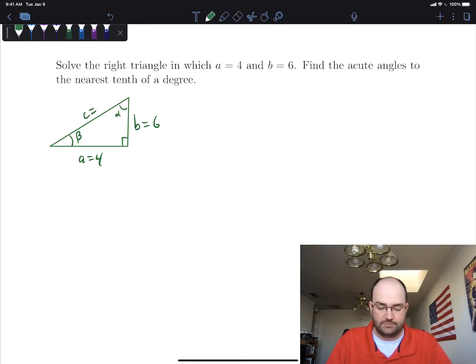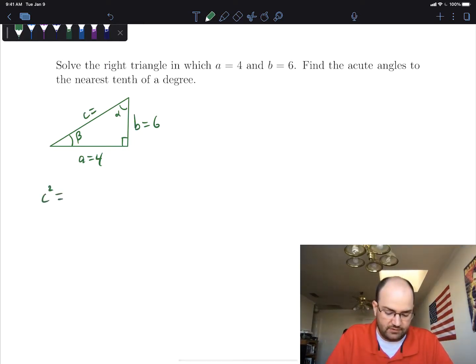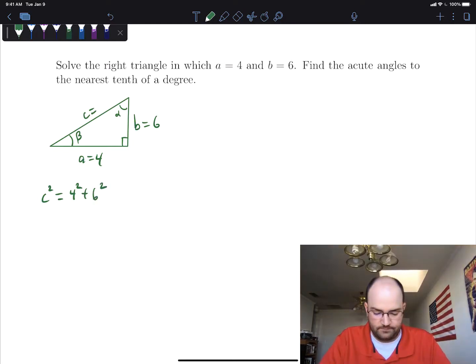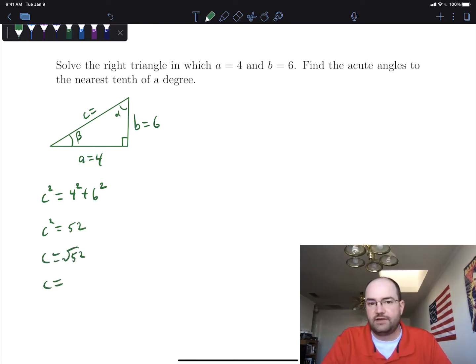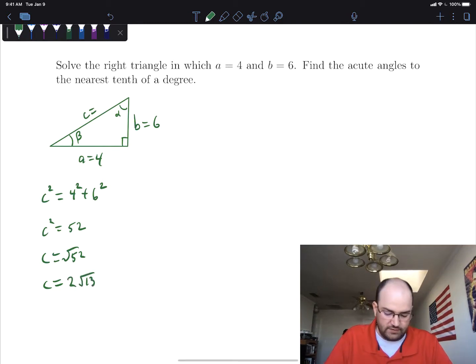Now we can find C immediately by using the Pythagorean theorem. So C squared equals 4 squared plus 6 squared. 4 squared is 16, 6 squared is 36, 16 plus 36 is 52. So C squared equals 52. So C equals the square root of 52. And simplifying, what would that be? 4 times 13. So square root of 4 would be 2. So we have 2 square root of 13. Good.